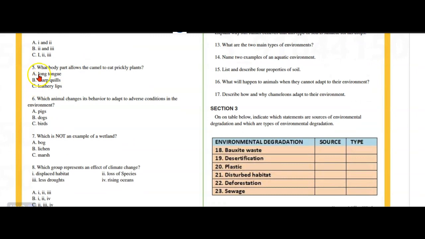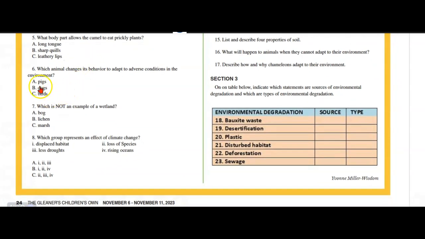Number 5. What body part allows the camel to eat prickly plants? Is it a large tongue, sharp quills, or leathery lips? Item 6. Which animal changes its behavior to adapt to adverse conditions in the environment? Would it be pigs, dogs, or birds? Which is not an example of a wetland? Is it a bog, lichen, or marsh?